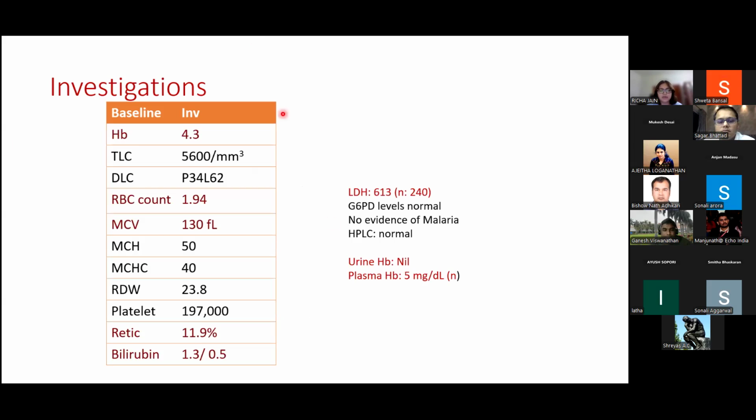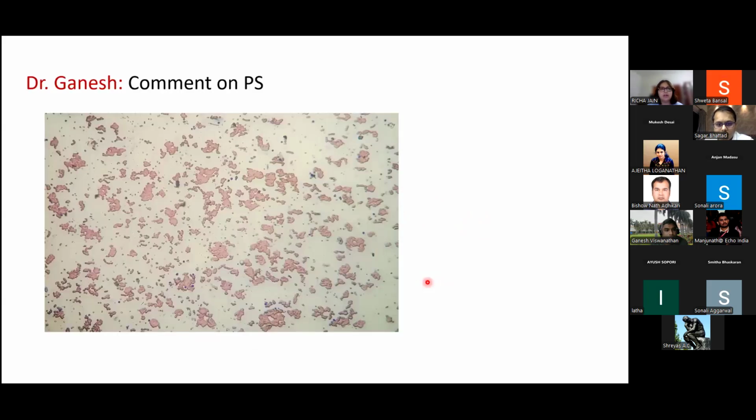His CBC showed severe anemia, HB of 4.3. Again, the TLC, DLC, and the platelet count were essentially normal. MCV was 130, and MCH and MCHC were quite elevated as well. Reticulocyte count was 12%. Bilirubin was 1.3 with 0.5, so not really very elevated. LDH was elevated. There was no evidence of malaria on the peripheral smear, which Dr. Ganesh has mentioned previously. Urine HB and plasma HB were within normal limits.